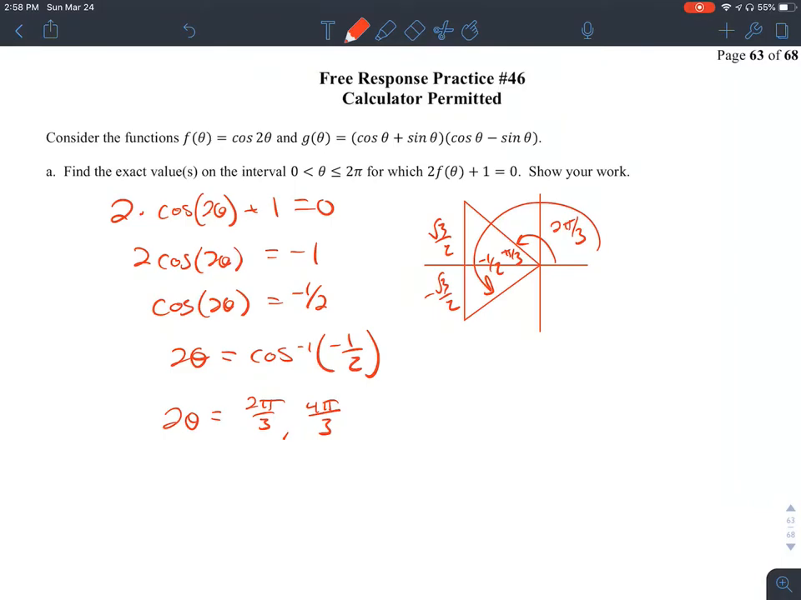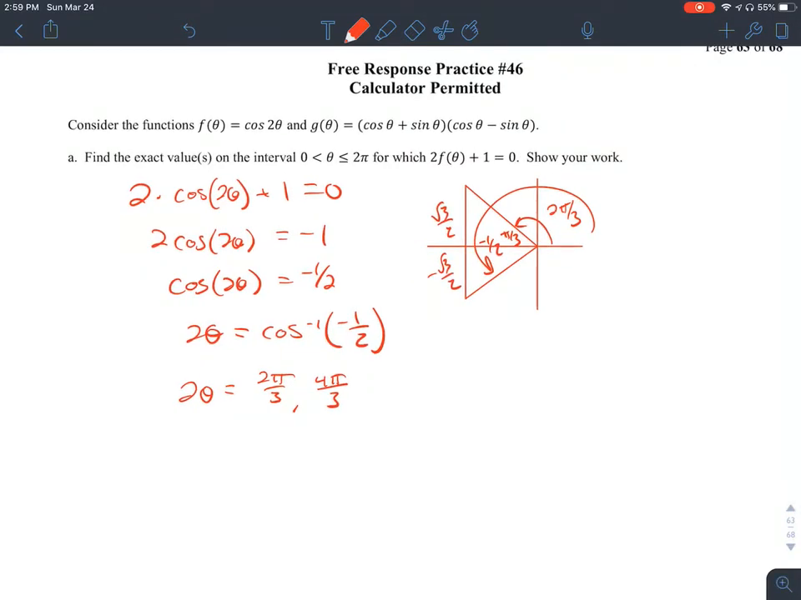Then, if I were to divide both sides by 2, multiply by 1/2, that's going to give me pi over 3 and 2 pi over 3.